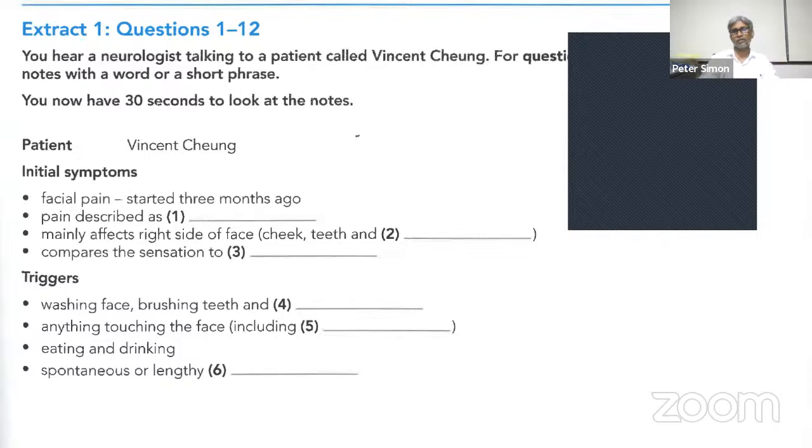Question number 5. Anything touching the face, including dash. You're cleaning eyes. Very good, Anita. So anything touching the face, including what? Yeah, air. Very good, Kiran. Wind, Pooja, correct. Pooja, small letter W. Please focus. Because in the examination, if you write like this, you lose your mark. Anita, air, very good.